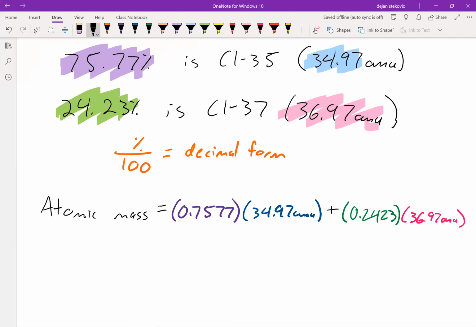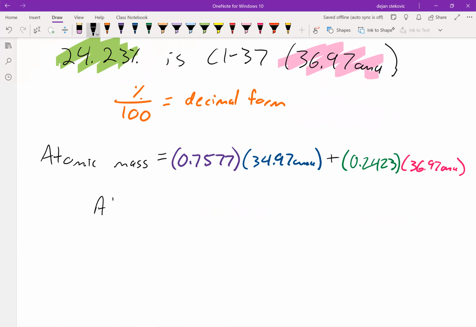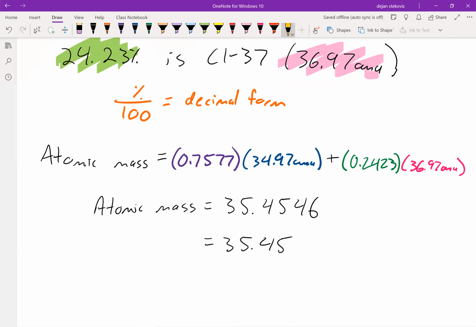Right, and then we just whip out our handy dandy calculator, plug it all in there, and get our atomic mass. What you'll get here is 35.4546, which in this case will round to 35.45. We'll later learn the rules of rounding and sig figs, so don't really worry about them too much right now, but this would round to 35.45.